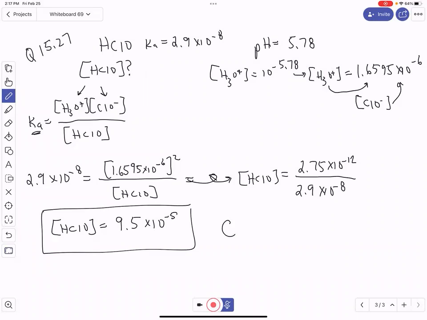So yeah, very similar to the previous question, except we're just going from Ka data and pH. From pH, we find hydronium. That gives us the conjugate base concentration. And then from there, our initial acid becomes our unknown, and we can solve for that. For question 27 from the reading.